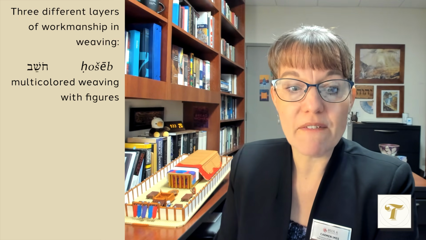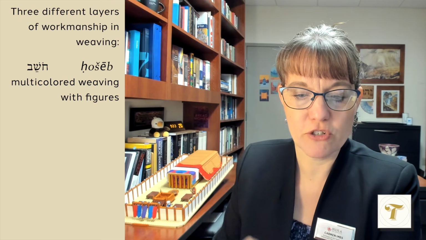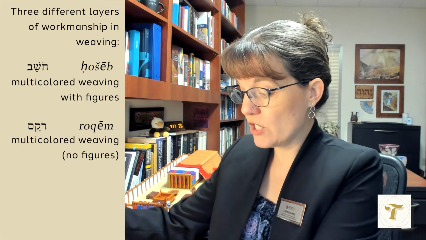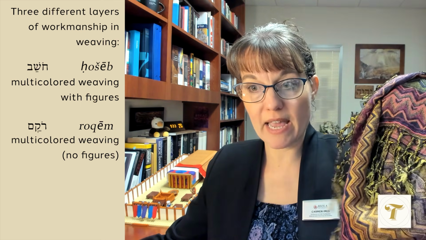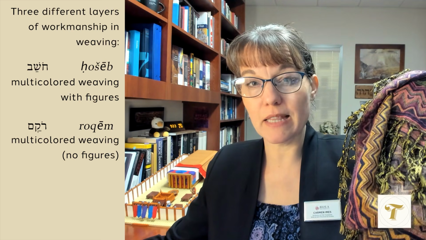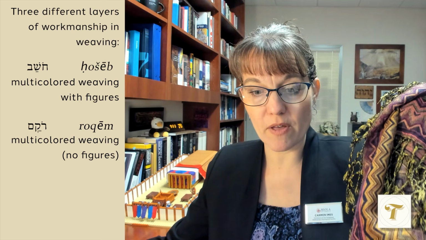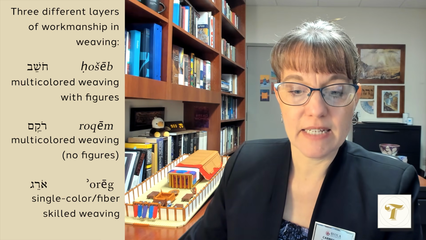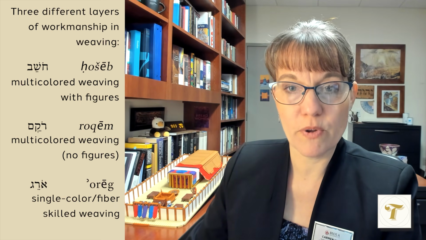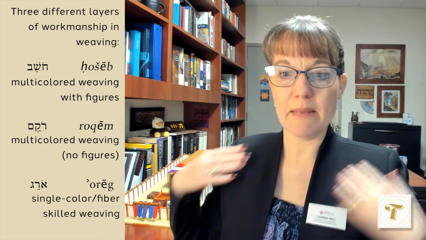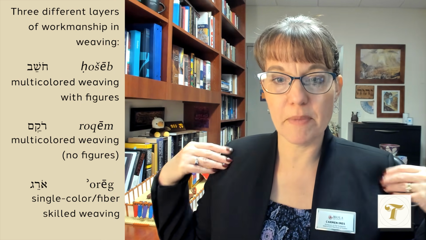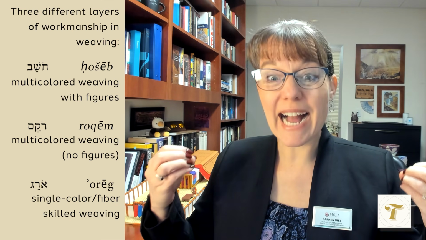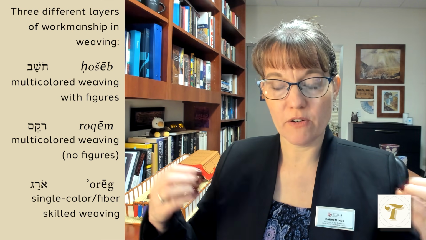The other two levels, which we don't see in these particular instructions, are rokaim. Rokaim is multicolored but with no figures, so this would qualify as rokaim weave. There's a design, but there are no figures of cherubim or other creatures. And then oreg is a single colored fiber with no design. So just a plain weave, like my suit jacket would be oreg because it's woven of just one kind of fiber in only one color, and the whole thing is uniform.